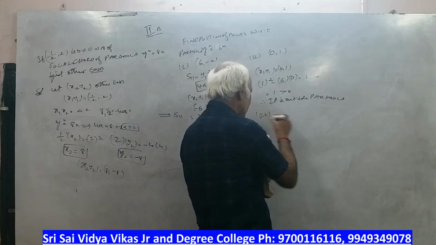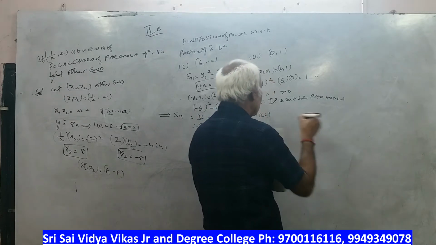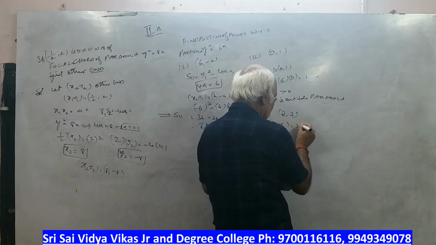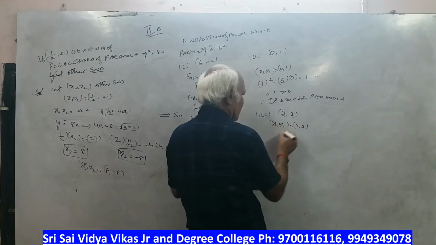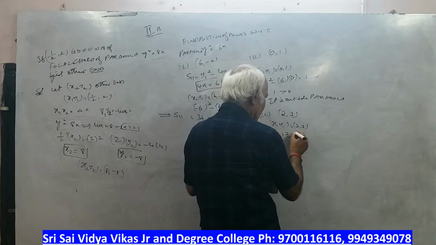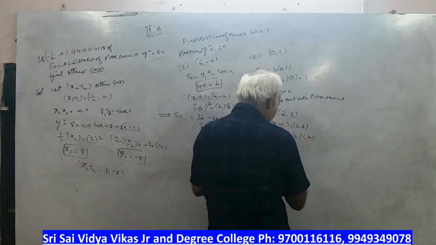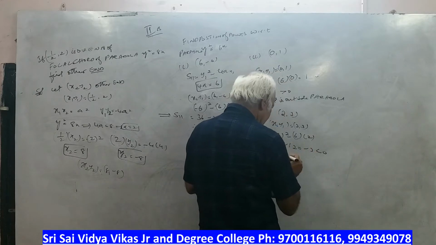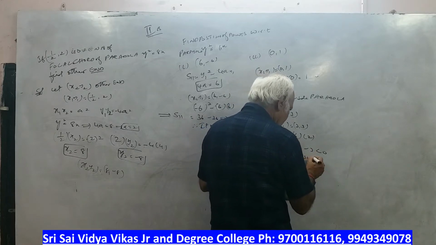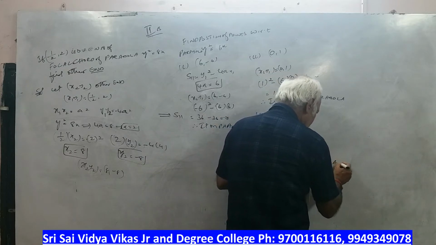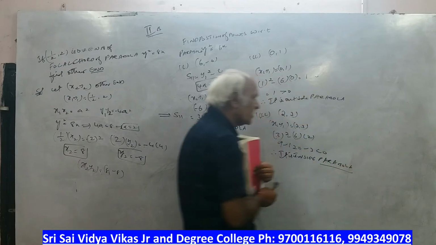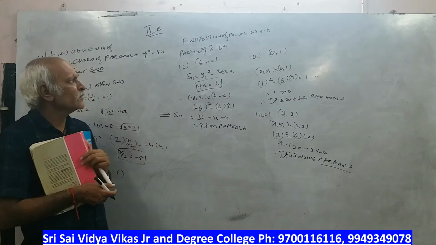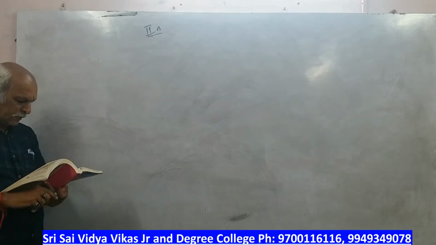What is the third point he has given? (2, 3). So here x1, y1 is (2, 3). Therefore y1 squared, 3 squared minus 4a, which is 6 into x1, which is 2. So 9 minus 12, minus 3. So less than 0. Therefore it is inside the parabola. So we are finding the position with respect to the parabola: it is outside, it is inside. Okay, please note down. Next.